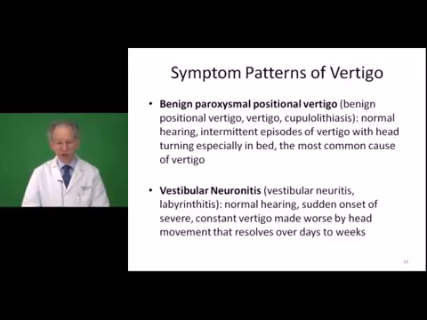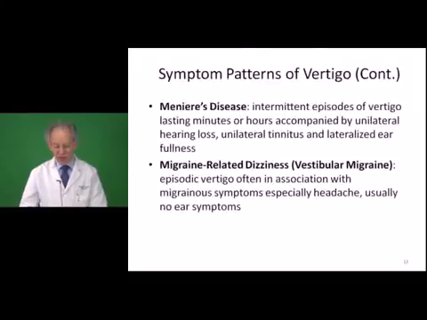Vestibular neuronitis, also known as vestibular neuritis or labyrinthitis, is typically characterized by normal hearing and the sudden onset of severe, constant vertigo made worse by head movement. This condition generally resolves over days to weeks, rather than benign positional vertigo, which lasts only seconds.